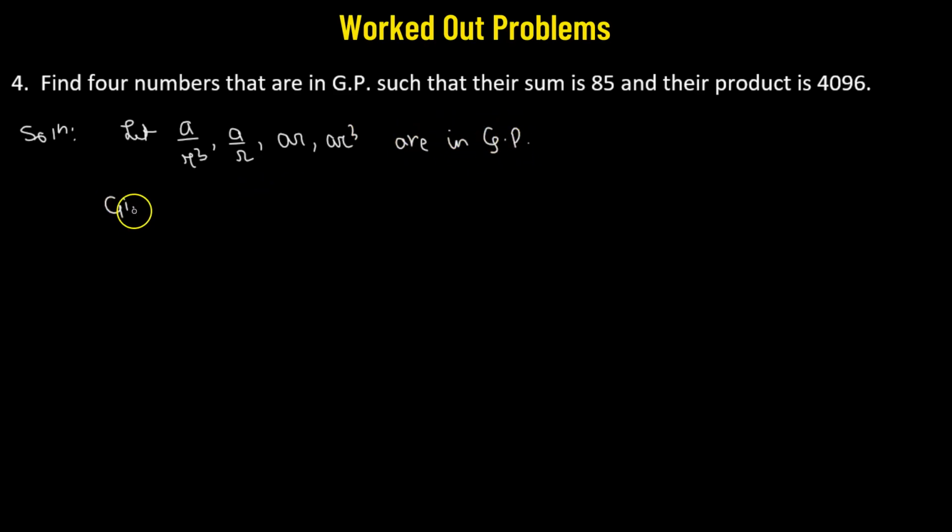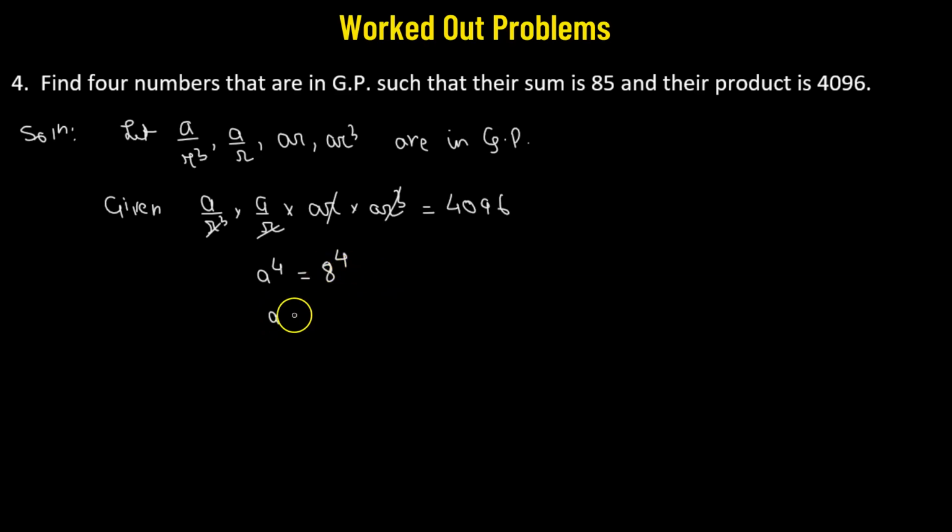Now it's given that the product of these 4 terms is 4096. So a over r cubed multiplied by a over r multiplied by a r times a r cubed equals 4096. So here r cubed times r, this is r raised to the power of 4, so this gets cancelled. All the r values get cancelled. We have a raised to the power of 4 equals 4096, and 4096 is simply 8 raised to the power of 4. So that means we have a equals 8.